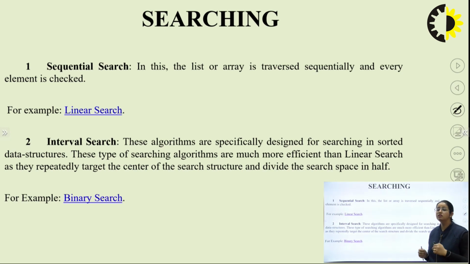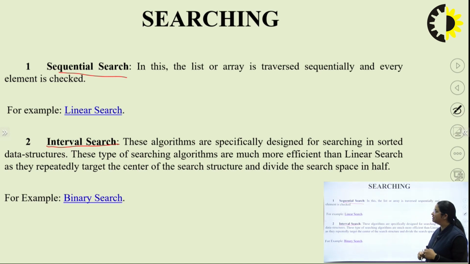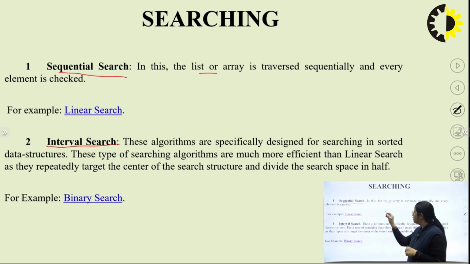Searching can be categorized into two types, that is, we have two methods to search a particular element. The first is sequential search and the second is interval search. Now what is sequential search? Sequential search means when we want to search for an element from a list or an array, the search is sequential. Let's take this array.